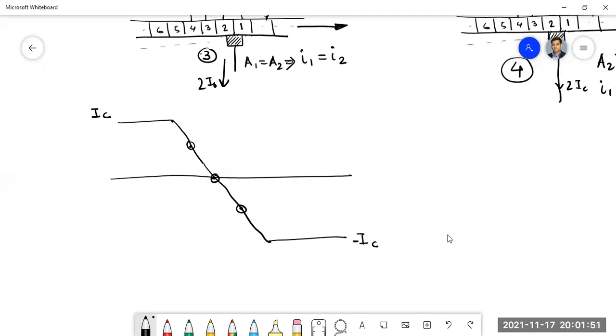Okay, so we have taken 5 instances: the brush completely in contact with commutator segment 1, then some portion of 2 and maximum portion of 1, then equal portion of 1 and 2 at instant 3, then maximum portion with 2 and a small portion with 1, and finally total contact with 2, with no portion in contact with 1. So these are the 5 instances. Have you understood the intermediate phases of commutation?